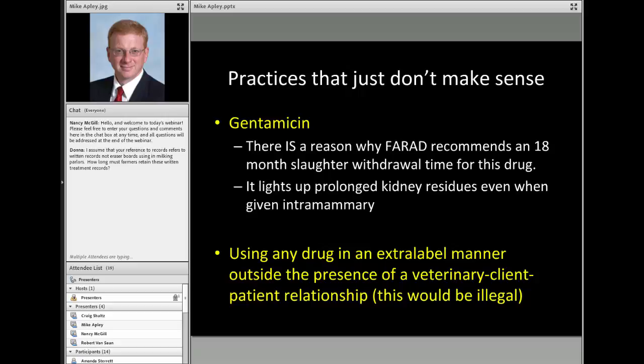And gentamicin, there's a reason why FARAD recommends an 18-month slaughter withdrawal time. That drug lights up some really prolonged kidney residues, even when given intramammary, and that 18 months isn't something that just is made up. And there's one established violative residue in the kidney of a cow where it was given 18 months earlier in a study.